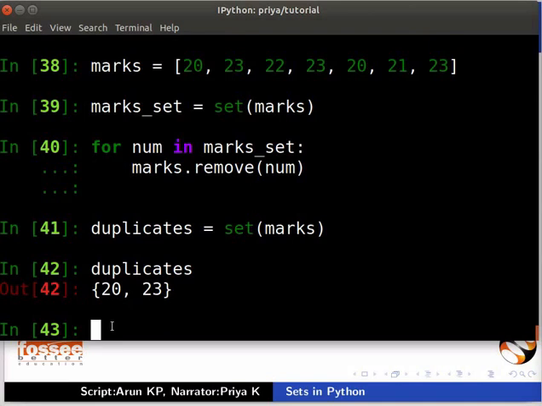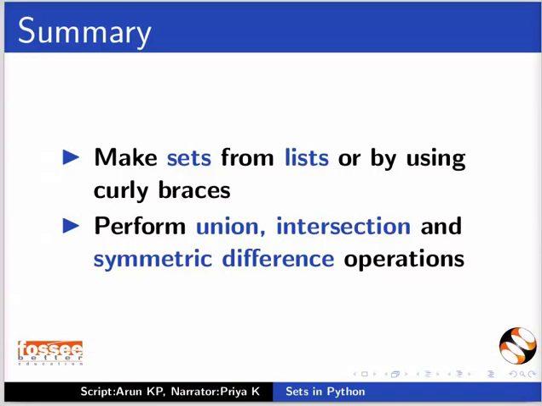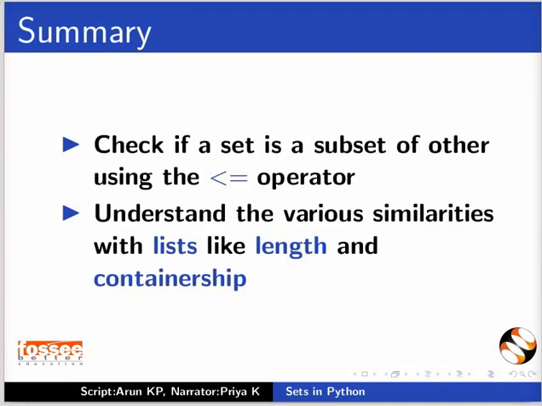This brings us to the end of this tutorial. Let us summarize. In this tutorial, we have learned to make sets from lists or by using curly braces, perform union, intersection and symmetric difference operations, check if a set is a subset of other using the less than or equal to operator, understand the various similarities with lists like length and containership.